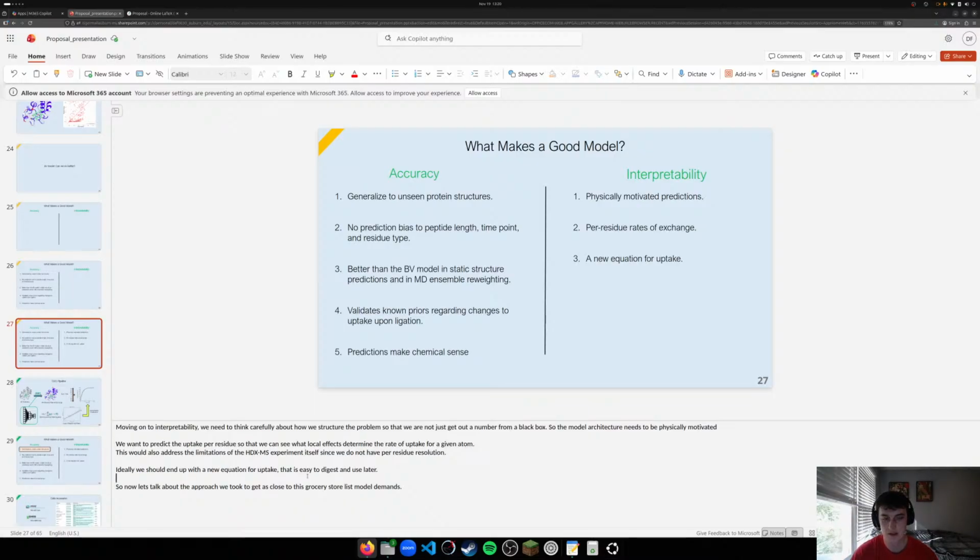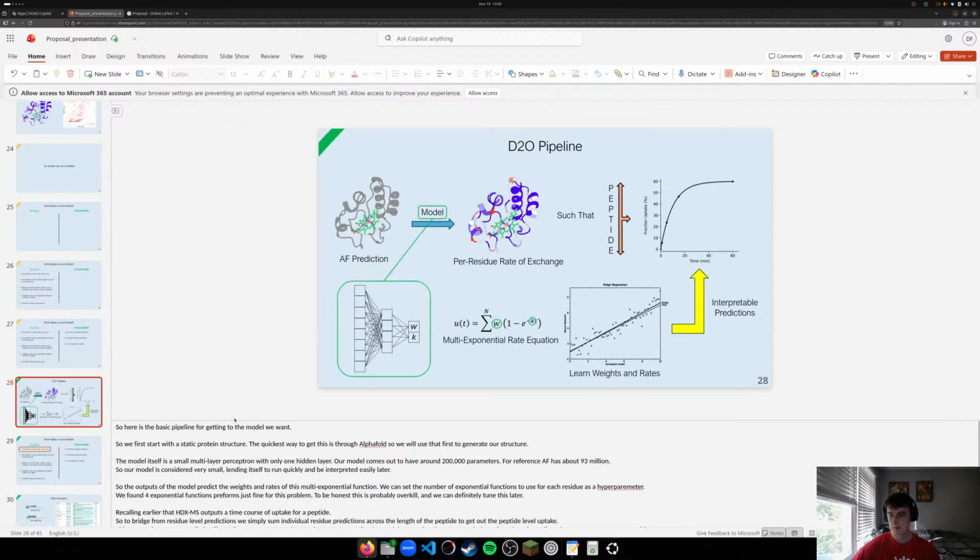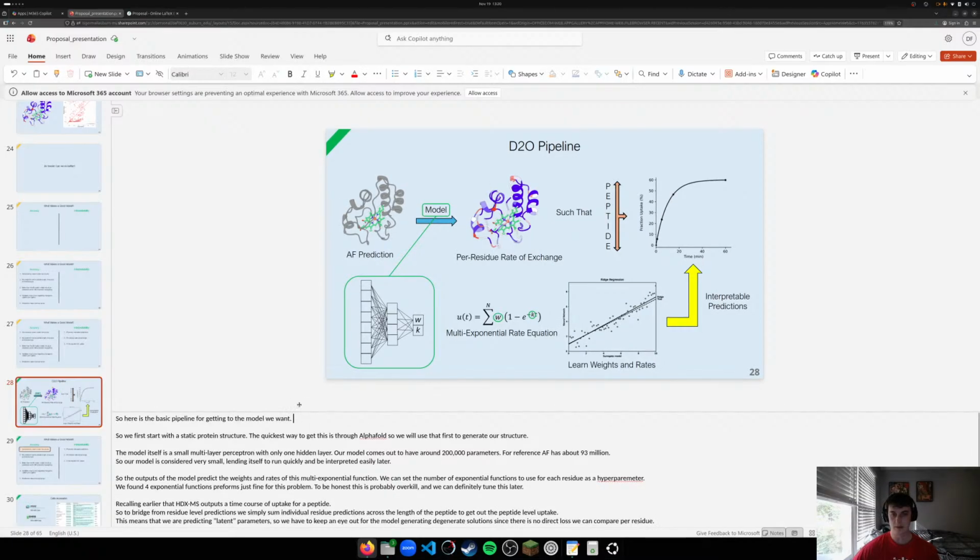This would also address the limitations of the HDX-MS experiment itself, since we do not have per residue resolution. Ideally, we should end up with a new equation for uptake that is easy to digest and use later for knowledge transfer. So now let's talk about the approach we took to get us close to this grocery store list of model demands. So here is the basic pipeline for getting to the model we want.